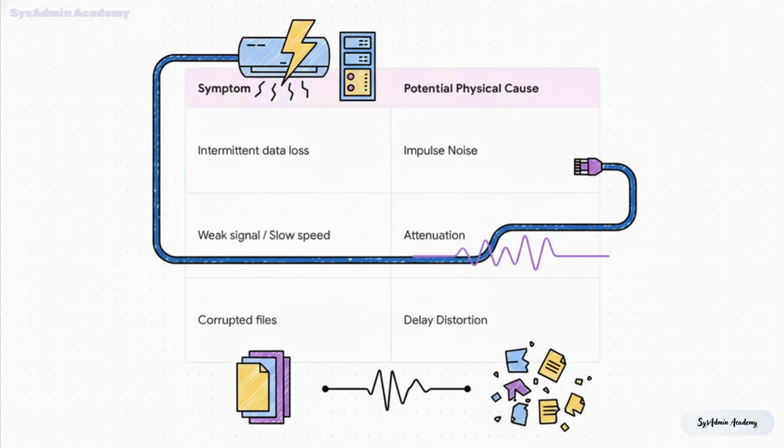A user reports intermittent connection drops at 2 p.m. every day. The problem? A huge piece of machinery in the warehouse next door powers on, generating impulse noise that corrupts the data on a poorly shielded cable. Or a whole department complains of sluggish performance. Your analysis? Someone ran a 150-meter Ethernet cable, and severe attenuation is causing massive packet loss. Critical database files are getting corrupted during transfer. The solution? Replacing an old, degraded cable run that was causing severe delay distortion. See? This is real-world troubleshooting.